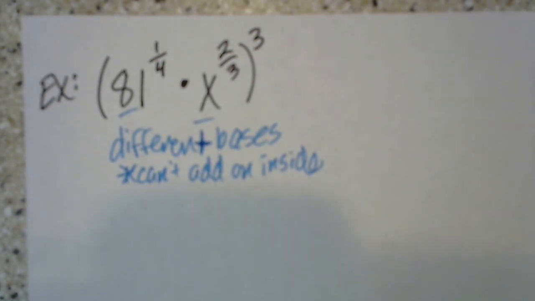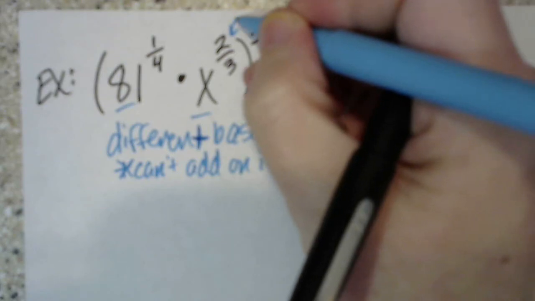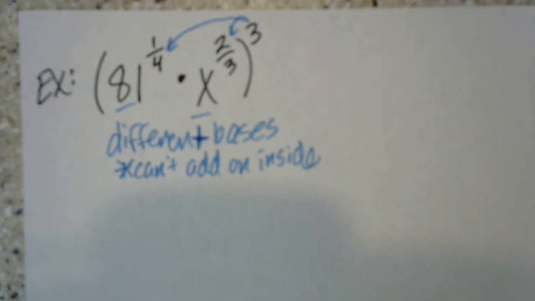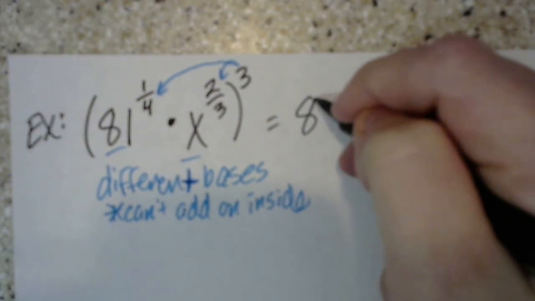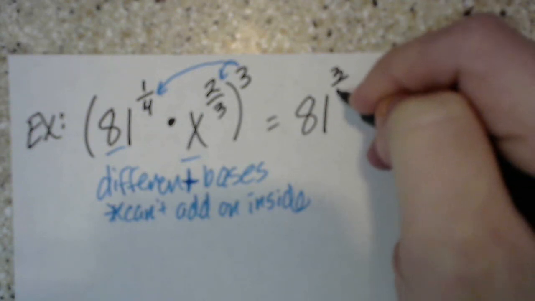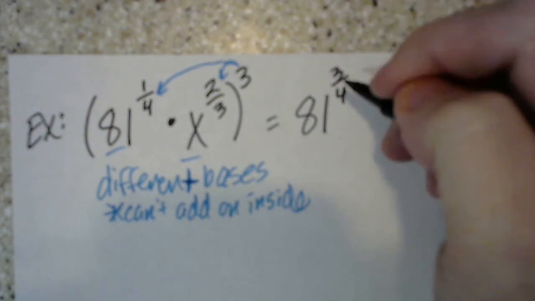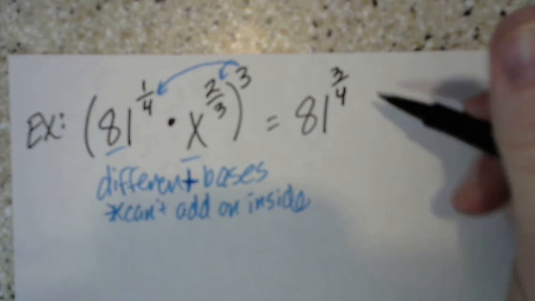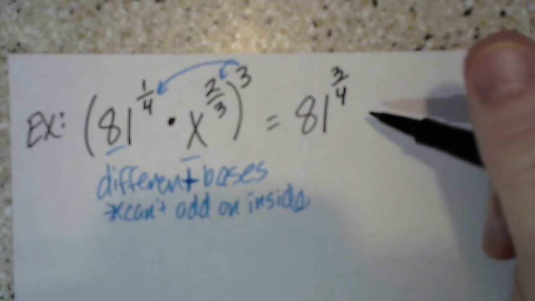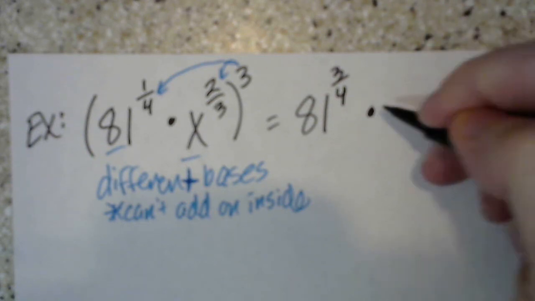So I can't add those exponents. So I have no choice on this problem. I've got to distribute this 3 into the problem. All right, so that's going to give me 81 to the 3/4 power. And we've already done that earlier today in an example. So that's going to help us out.